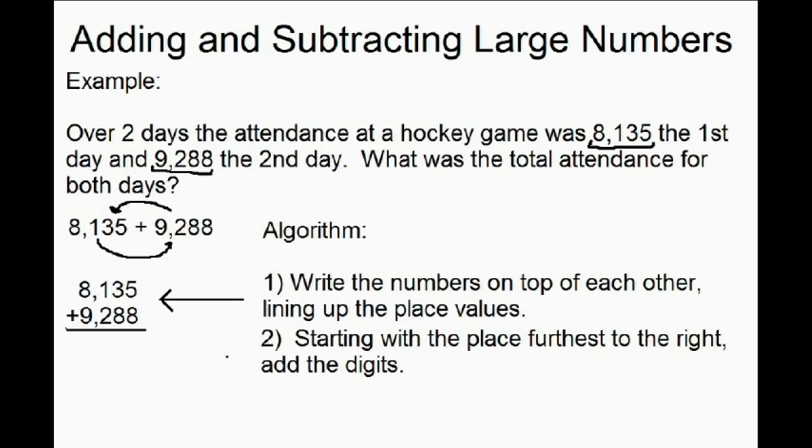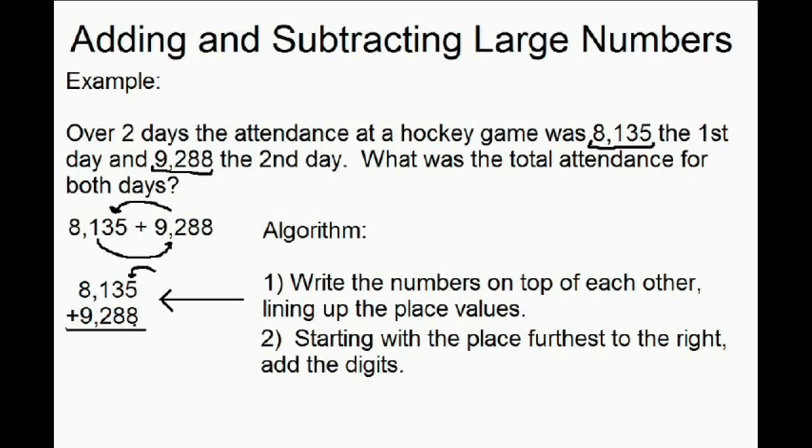Once you've lined up the place values and stacked the numbers, you're going to start with the place value furthest to the right, and in this case, that's the ones. It's possible that the place value furthest to the right could be a decimal, a value smaller than the ones. But here, furthest to the right, we've got the ones. So we start with that place and we add those digits.